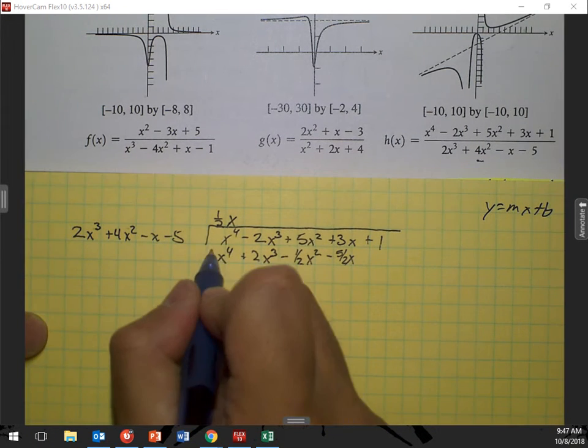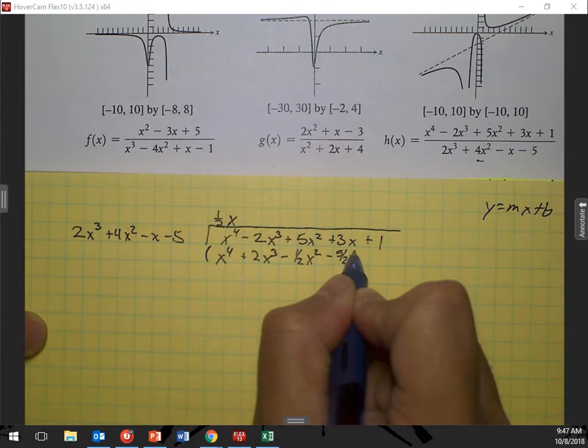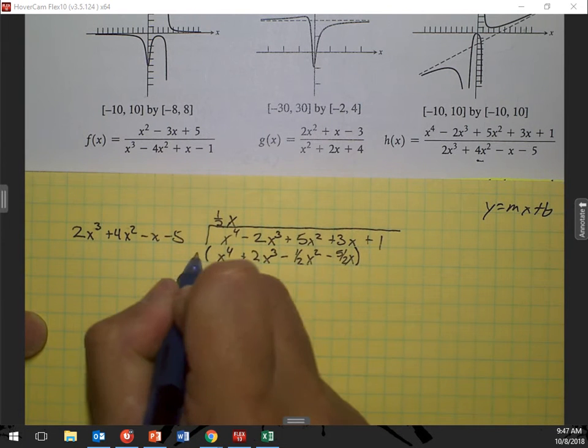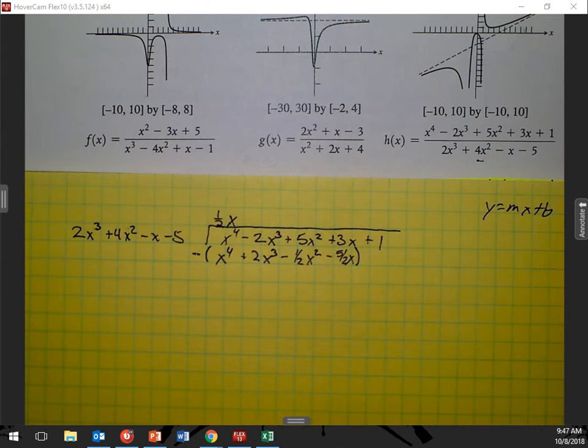This is a subtraction, so I'm going to put parentheses around this piece right here, and I'm going to put a minus sign there, because you're subtracting the whole thing, right? If I'm subtracting all of it, that means I need to distribute a negative into there. That's one of the things that's not taught very often in Algebra 3-4 or pre-calculus. You have to distribute a negative to make sure you're subtracting correctly.